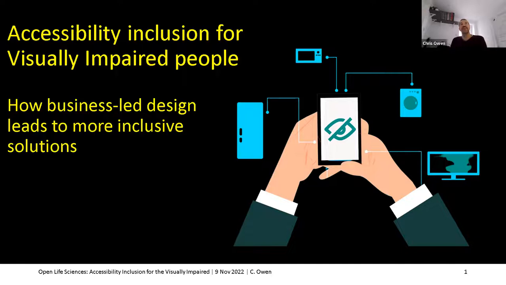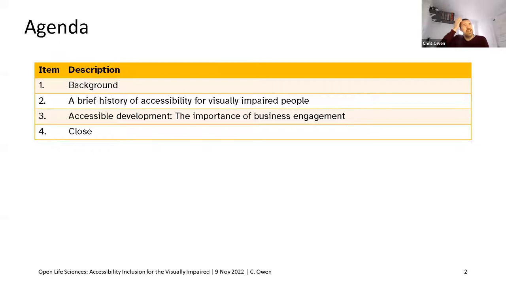So, yes, thank you for inviting me to talk. As I say, my name is Chris Owen. I work in automotive finance. I'm a product owner with many years' history of business analysis. I'm really excited to come and talk to you today. As I said, I am registered blind with a degenerative condition, and so to have this opportunity to talk to you from firsthand experience, hopefully it will be valuable to yourselves.